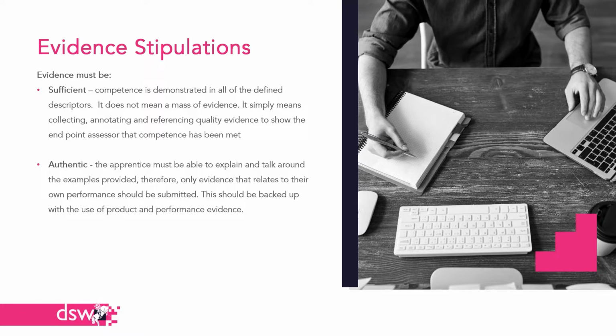Evidence must be authentic. Apprentices must be able to explain and substantiate the evidence put forward. It's important to ensure that only evidence that relates to the apprentice's performance is submitted. There is a declaration to be completed at Gateway to confirm that evidence will be authentic.